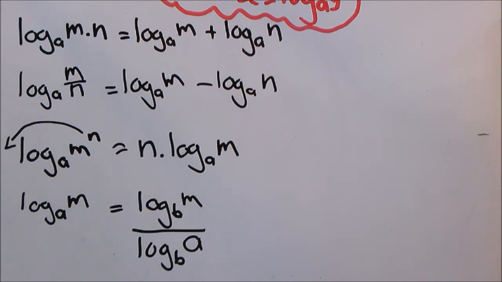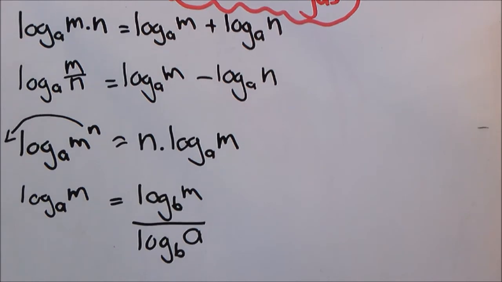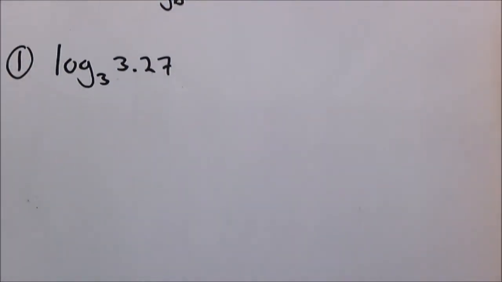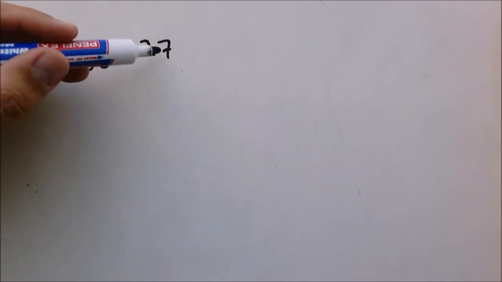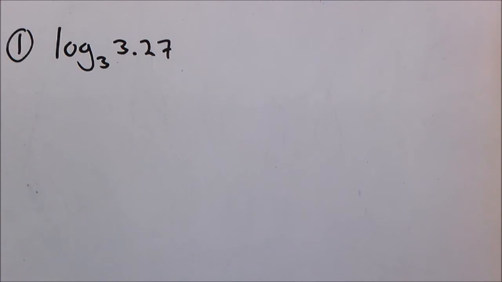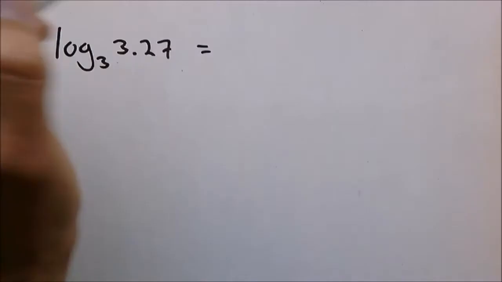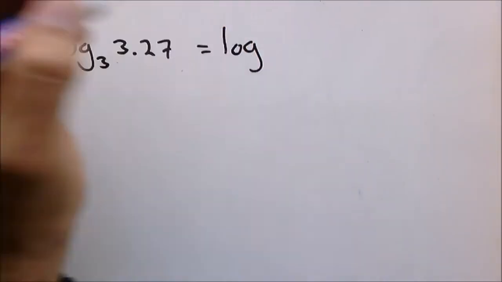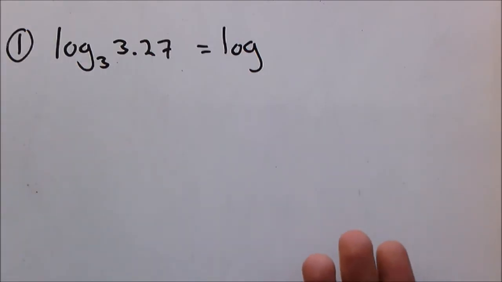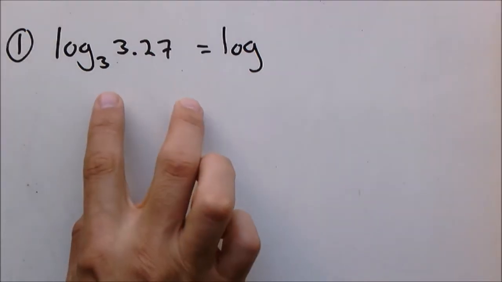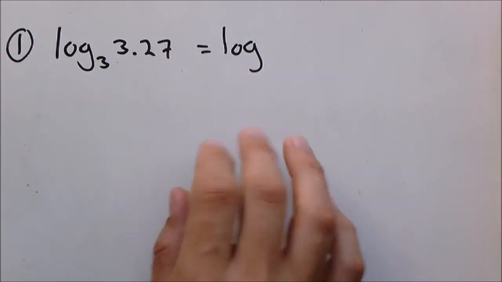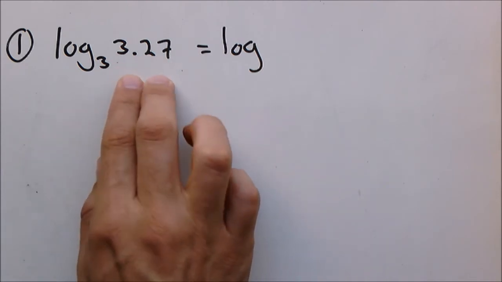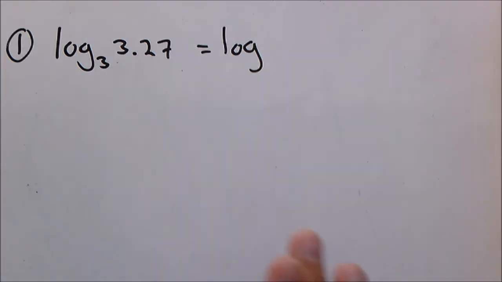So now let's look at a few examples. Number 1 looks like this: log base 3 of 3 times 27. We are going to apply two different laws in this case. First of all, we can split these. There are a few ways of doing this. You can either split this up and say this is log base 3 of 3 plus log base 3 of 27, or you can go further and just multiply these two with each other as well. It really doesn't matter in this case.